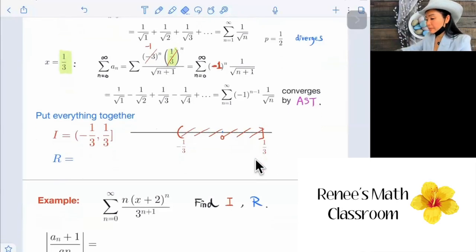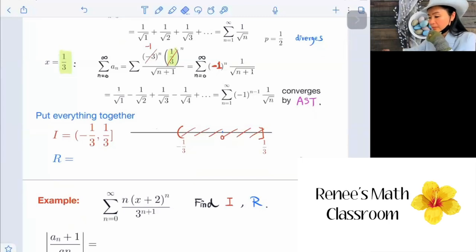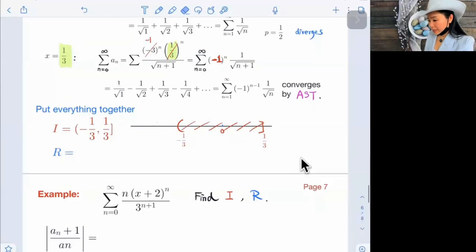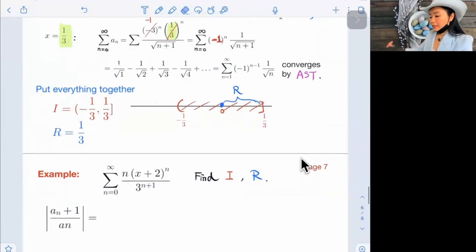Okay. What about the radius of convergence? 1/3. Yes. The center of this is 0. So the radius of convergence is the distance from the center to the end. So in this case, it will be 1/3. Yeah, you got it. All right. Good job, you guys.